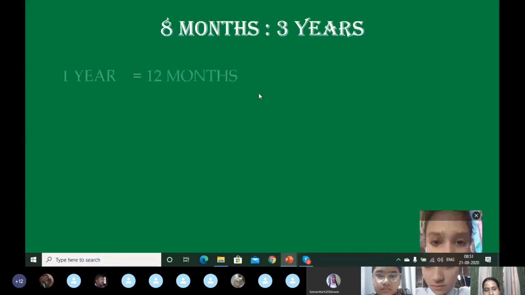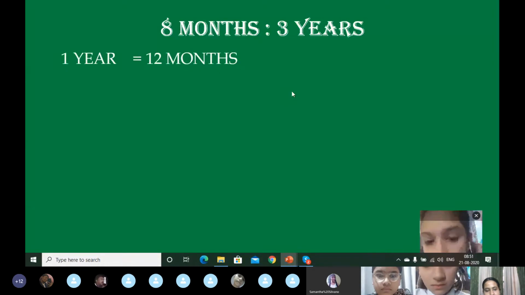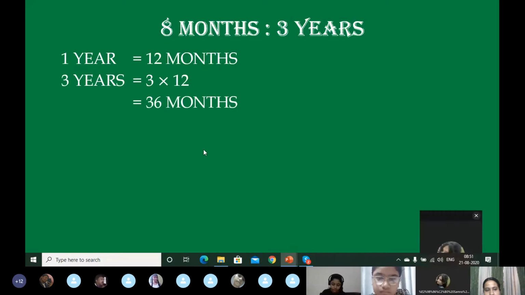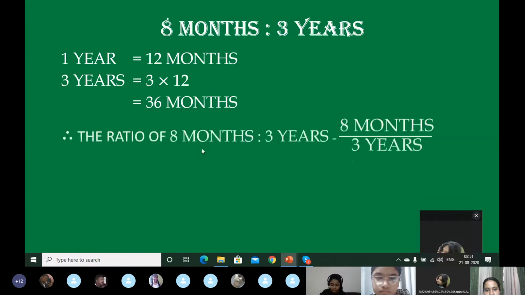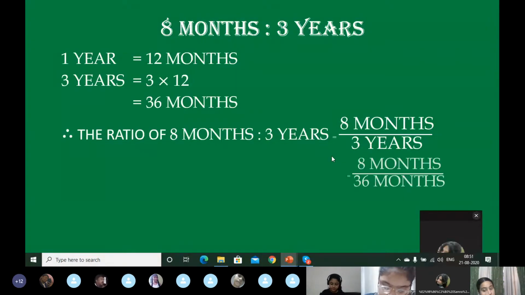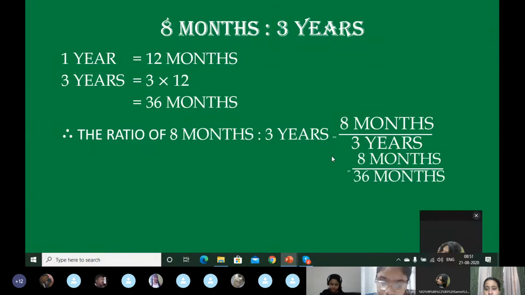So what will happen? 1 year is equal to 12 months. That means 3 years will be 3 multiplied by 12, which gives us 36 months. Now we have to find the ratio of 8 months is to 3 years. That is equal to 8 months upon 3 years. Now substitute this 3 years by 36 months. See, for ratios the units should be the same and then the units are removed. So above is 8 months and below is 36 months.